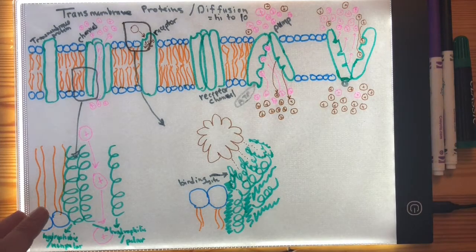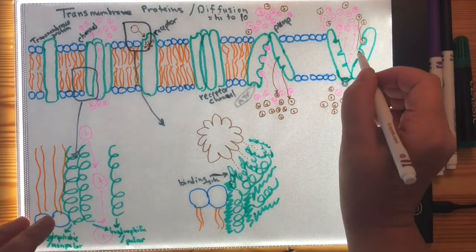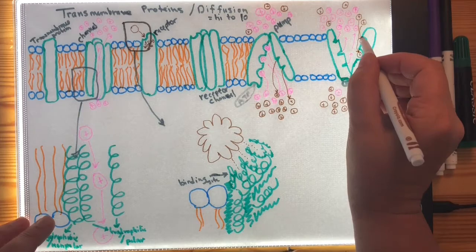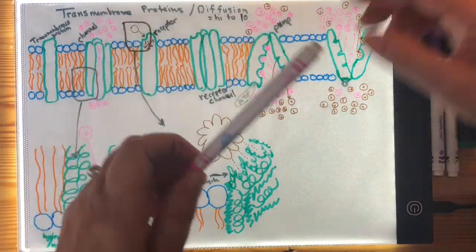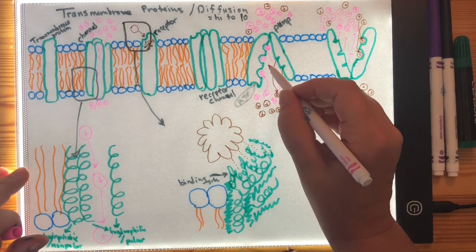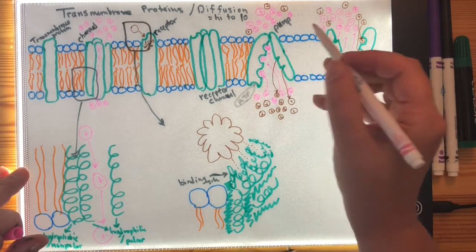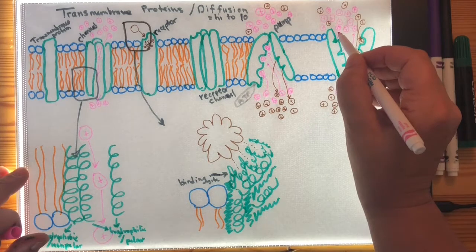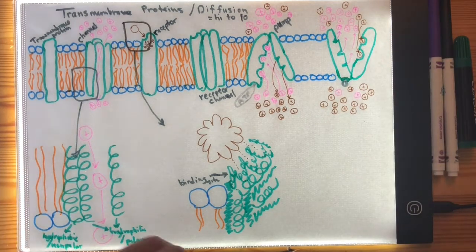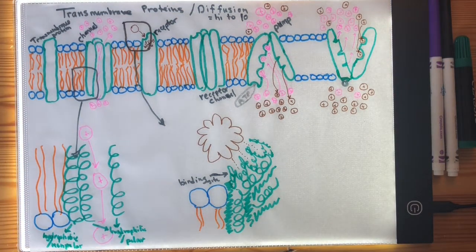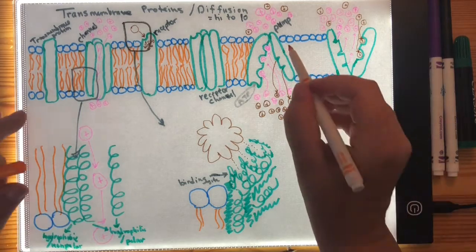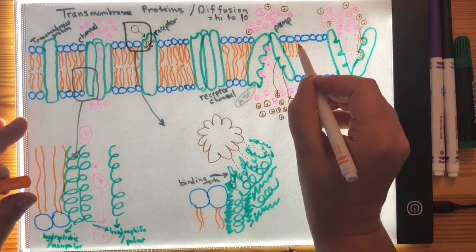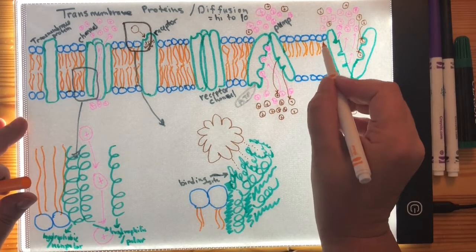Now this is against its concentration gradient. Remember that potassium is lower concentration outside of the cell, so it's difficult, if you want to personify this, it's difficult for potassium to move into the cell. Just as it's difficult for sodium to move out of the cell because it's in higher concentration outside of the cell. There's the fatty acid tails. There they are.